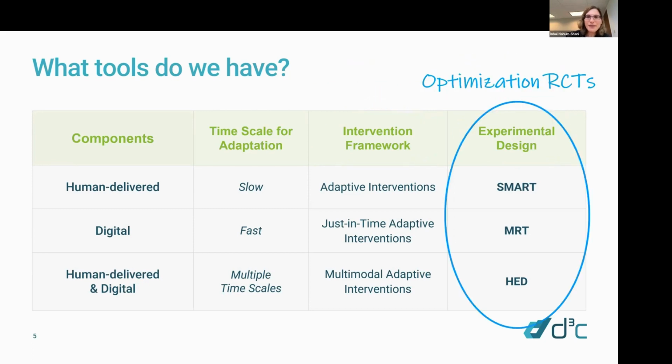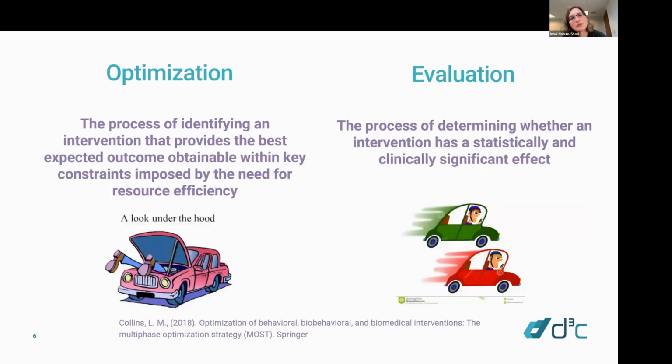All right, the second distinction that is also very important is between optimization and evaluation. All the trials that I'm going to talk about today, these are optimization trials. These are not evaluation trials. The goal of these designs is not to evaluate, not to confirm the effectiveness of an intervention relative to a suitable control. The goal is to optimize an intervention package.